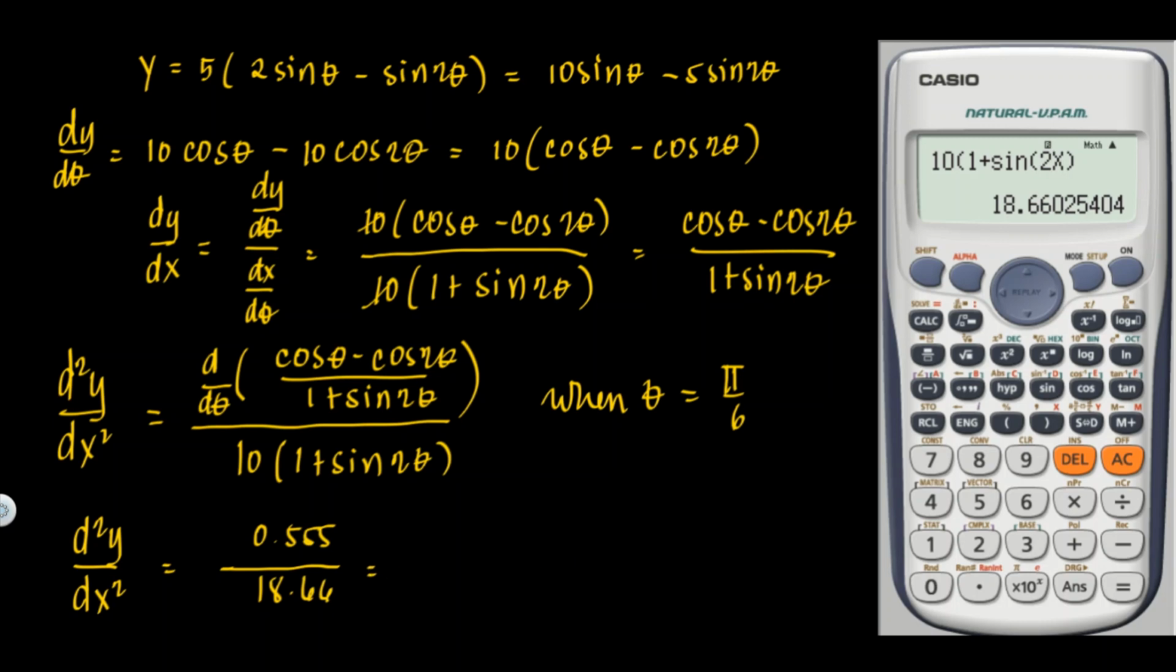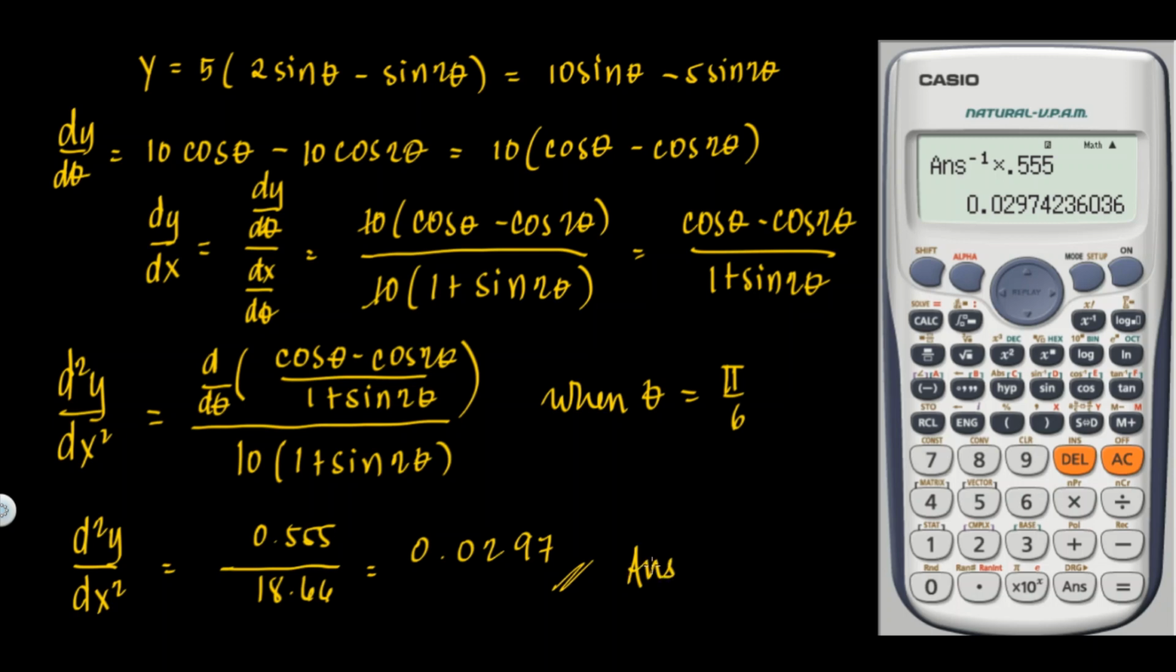Then, inverse na lang natin to. Times 0.55, na multiply na rin natin dyan. So, equal to 0.0297. So, this is the answer.